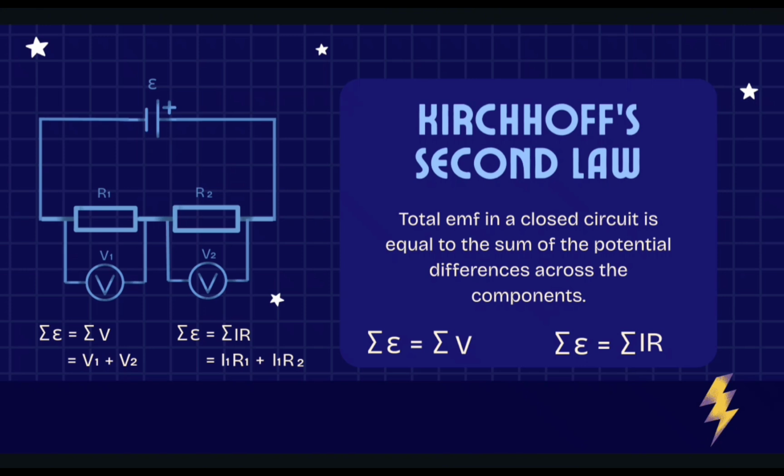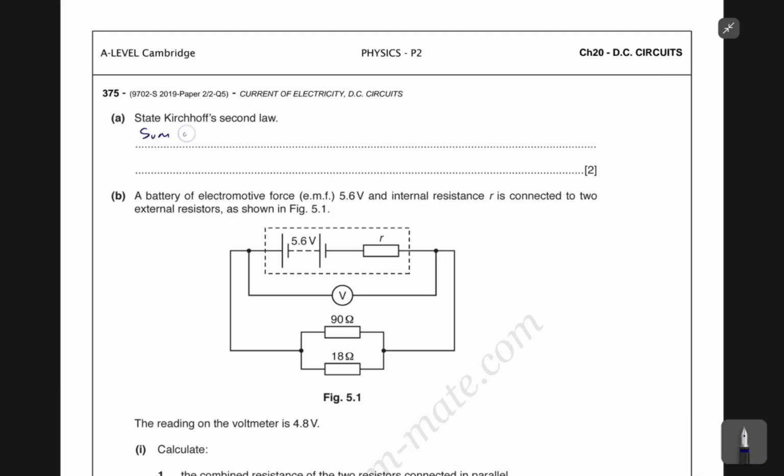This rule is very powerful for solving unknown currents or voltages in more complex circuits, especially when we combine it with Kirchhoff's first law. Now that we understand both of Kirchhoff's laws and how they apply, let's put this into practice by working through a past paper question. We will use this rule step by step to calculate resistances, currents, and also power. State Kirchhoff's second law. Sum of EMF is equal to sum of PD around a loop.